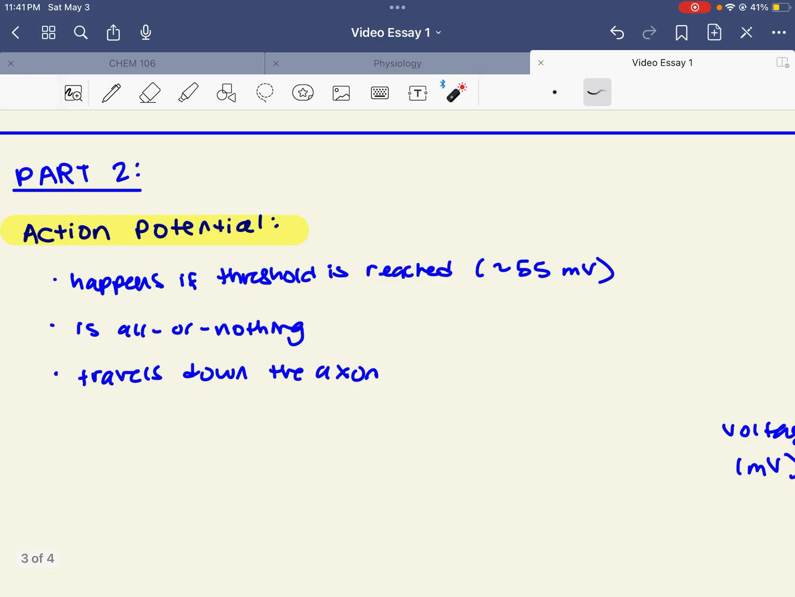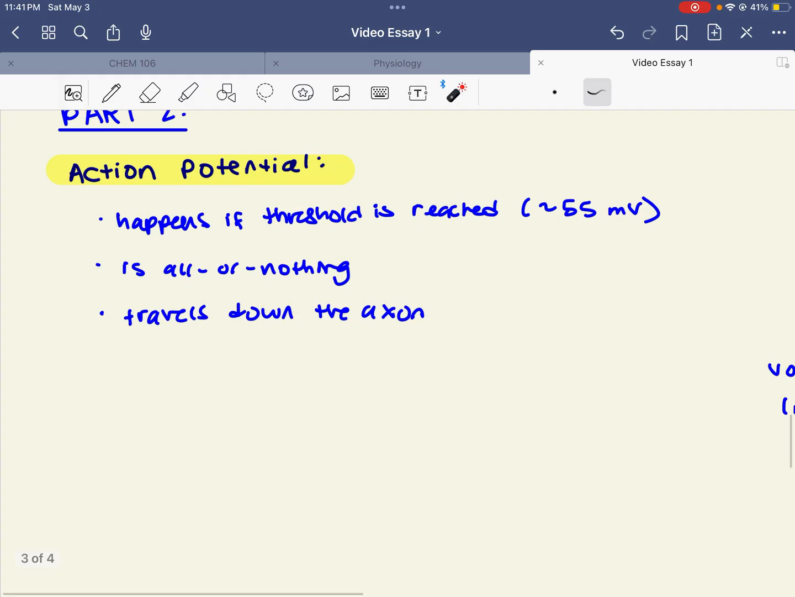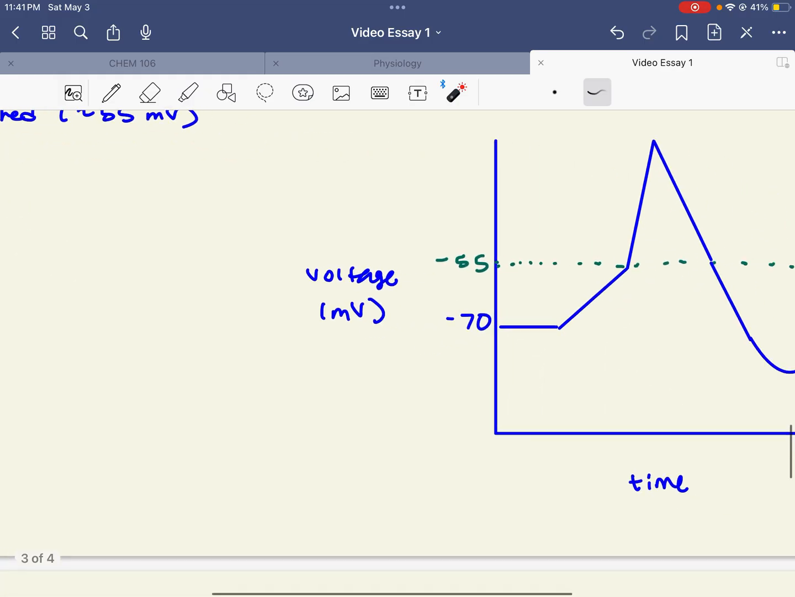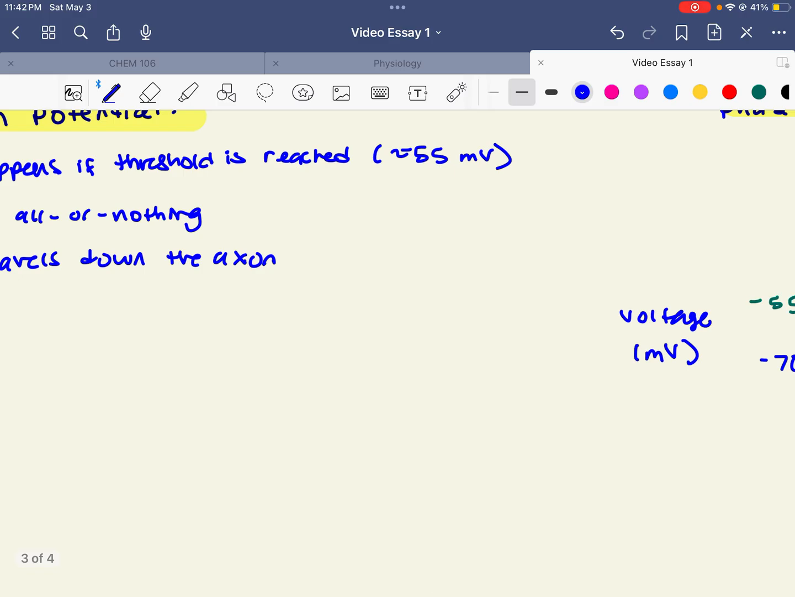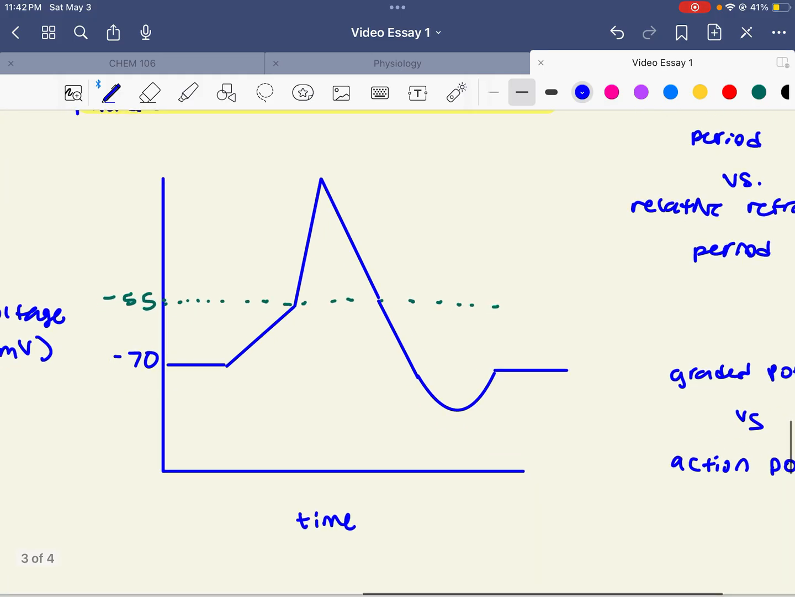So an action potential is what happens when threshold is reached. It's an all or nothing thing, and it travels down the axon. Threshold is usually about negative 55 millivolts. Once it reaches negative 55 millivolts, you reach threshold and you have an action potential.